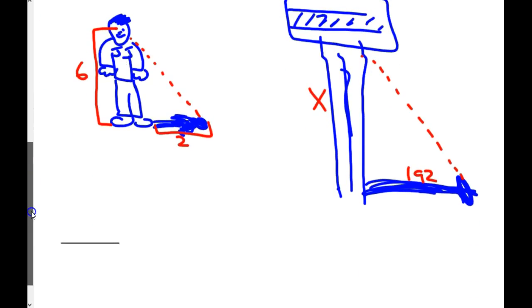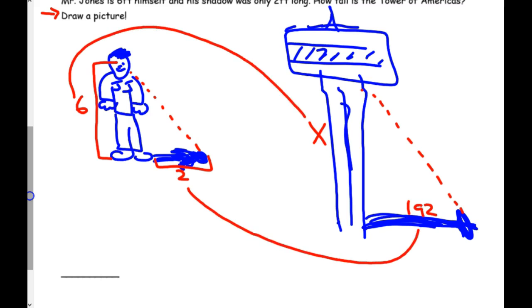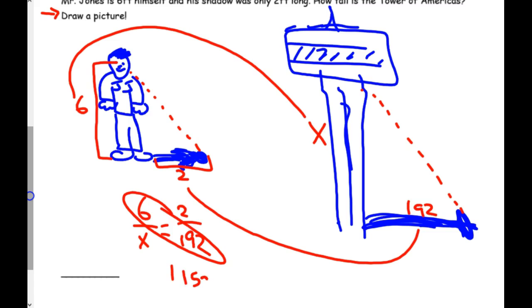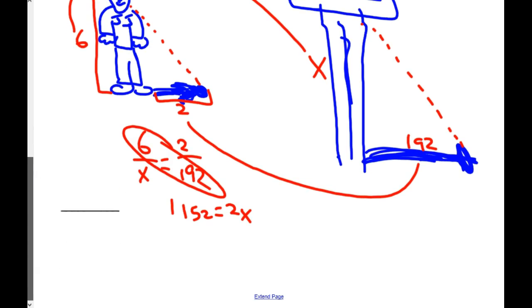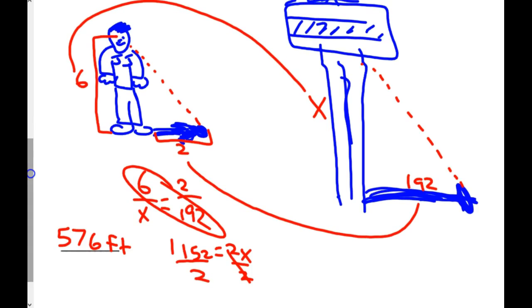What am I going to do? Just like last time, 6 corresponds with x, 2 corresponds with 192. So 6 over x equals 2 over 192. All right, let's cross multiply. 6 times 192. 1,152 equals 2x. And then we divide by 2. And what do we get? 576 what? Feet. Is that right? You think that's how tall the tower is? It is, all right? So you can Google it if you want.